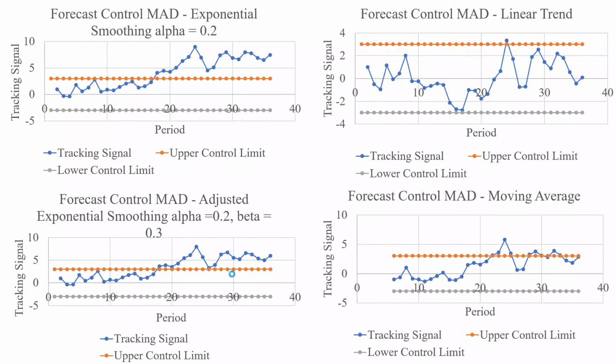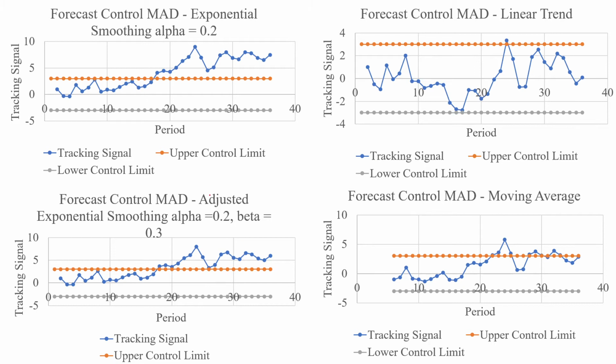So I have produced these 4 different tracking signals using the MAD for 4 different forecasts for the exact same data set. If you don't know how to produce this chart, you can check openeducator.com. I have a video for each of these, on how to produce this forecast using Microsoft Excel.